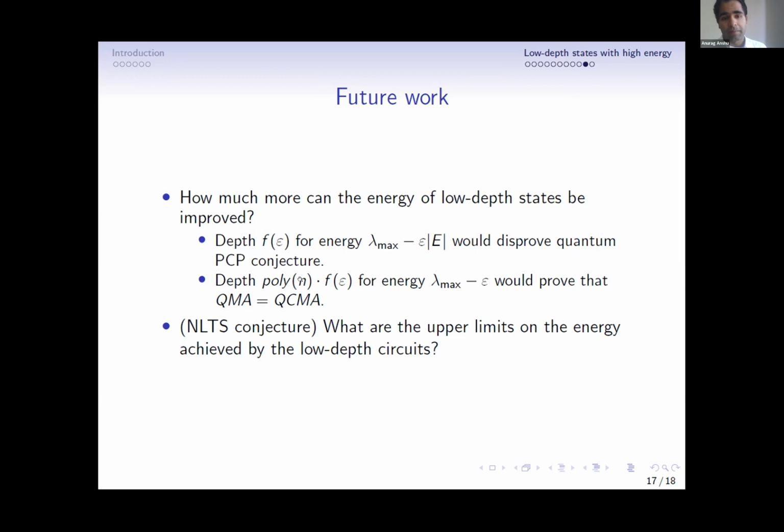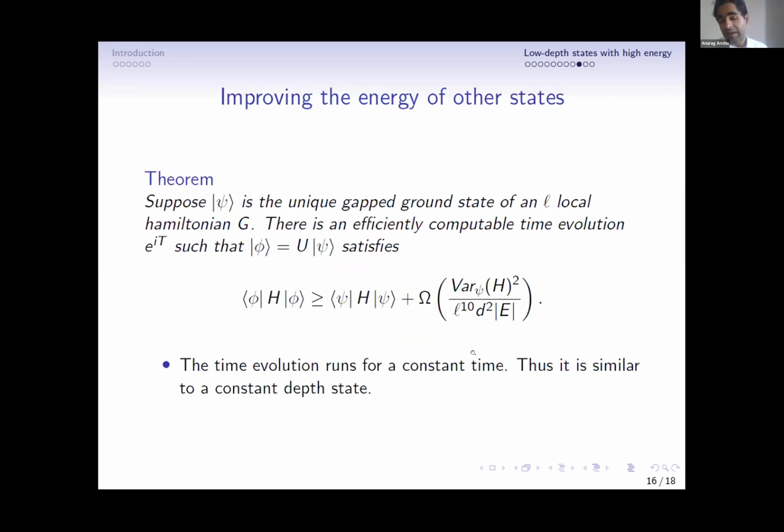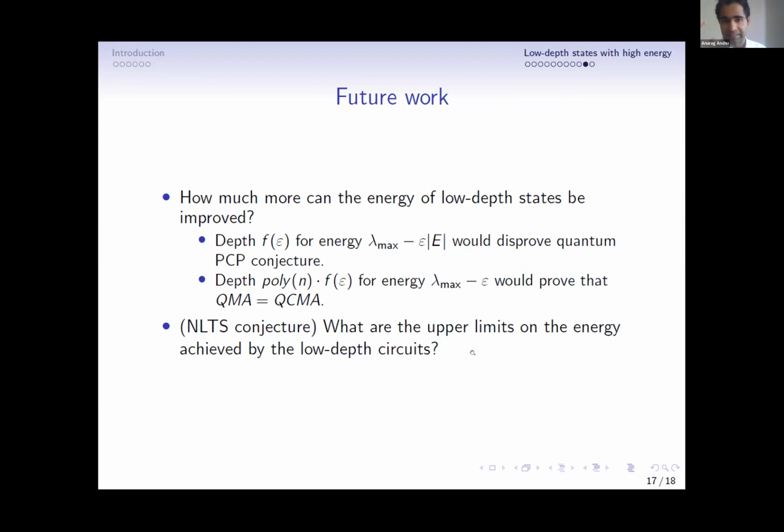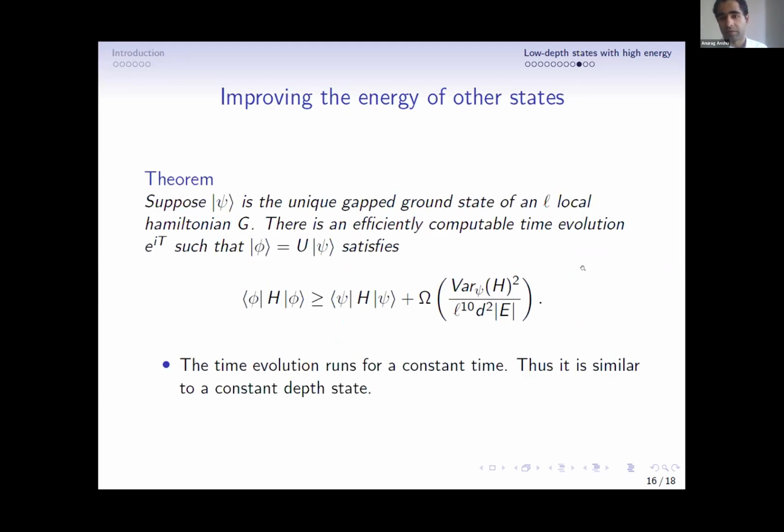And in fact, if you had a poly n in front of this, and you could achieve energy like this, then that would prove that QMA equals QCMA, which are two complexity classes that people believe aren't really the same, though they don't know if they're the same or not. So improvements along this line are fun to study for these reasons as well, and to bring surprises to the quantum complexity community. I mentioned the NLTS conjecture, which sort of says that such an improvement is not possible, and in fact claims that this kind of improvement cannot happen forever. We can't improve the energy forever because of this term.